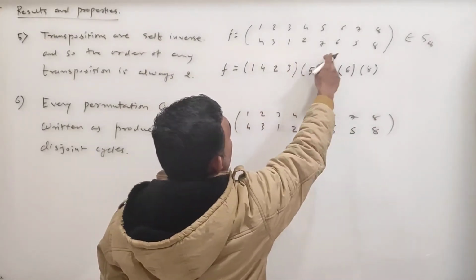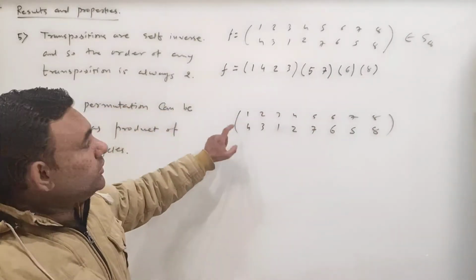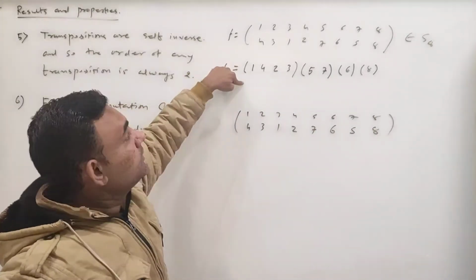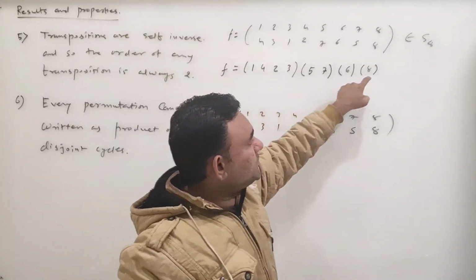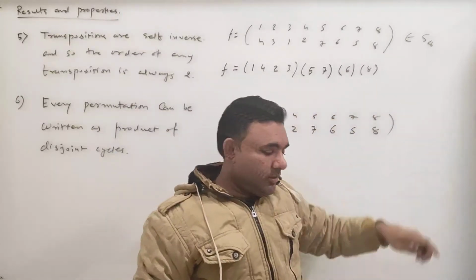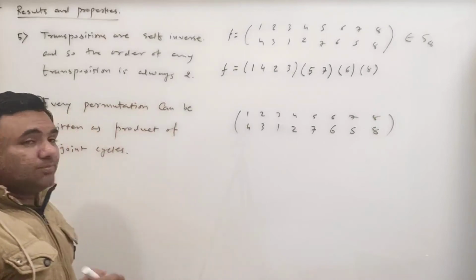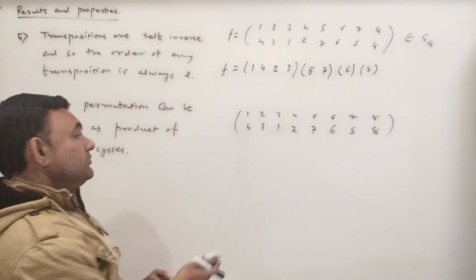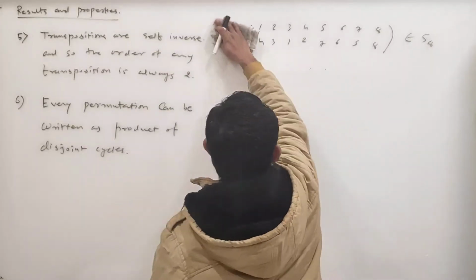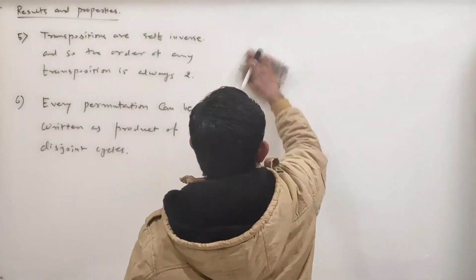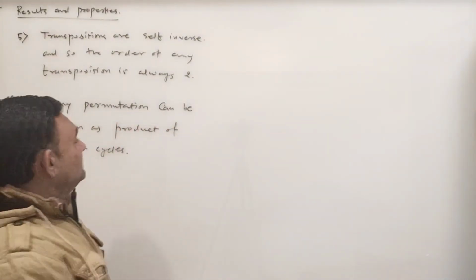So 4, 3, 1, 2, 7, 6, 5, 8. So product of this you will get the same thing. So it means these two things are equal, but this is what the F is, a product of cycles, and the cycles are disjoint. So in this way you can always write every permutation as a product of disjoint cycles, and this is a very important thing. So let us consider one more example and try to write down a permutation as a product of disjoint cycles.